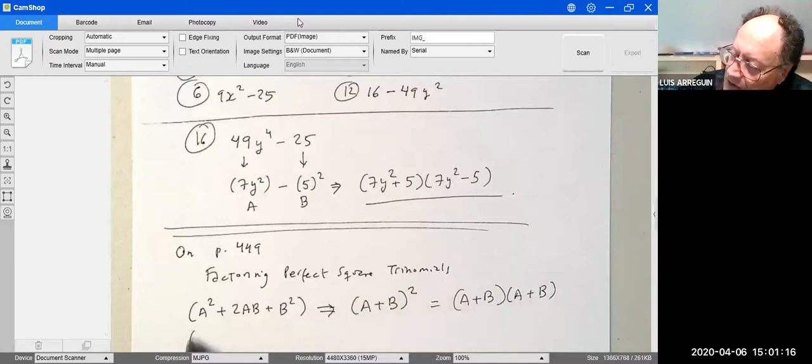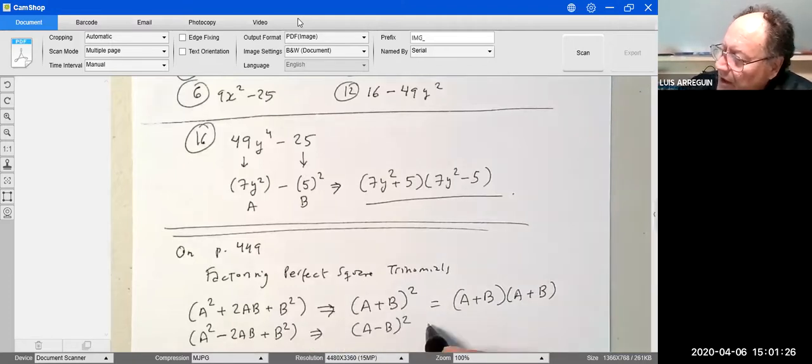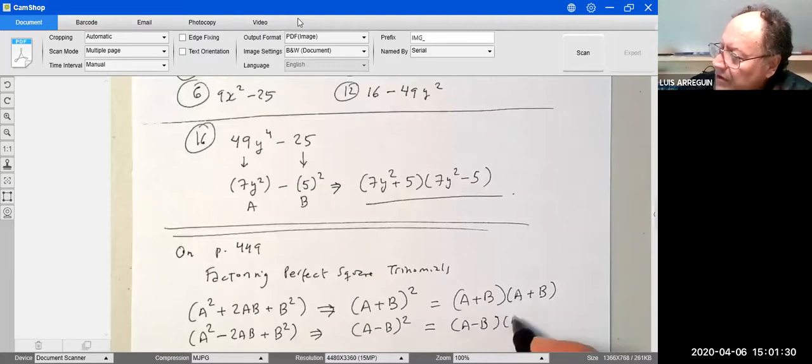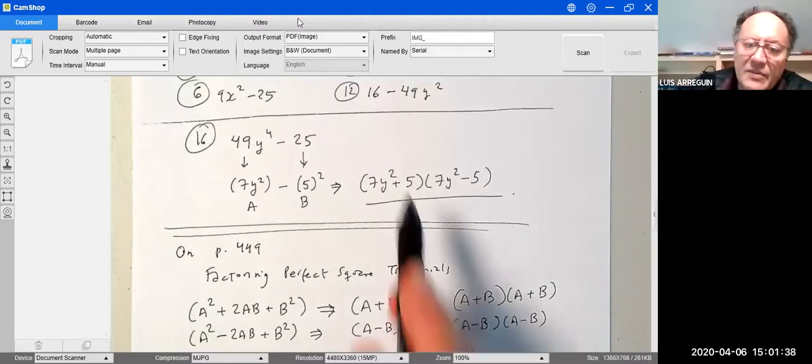The other option is when you have a negative middle term. Then you just get the difference, a minus b squared, which is also a minus b times a minus b. So again, you're multiplying the binomial by itself. This is not the product of two conjugates as we had before.